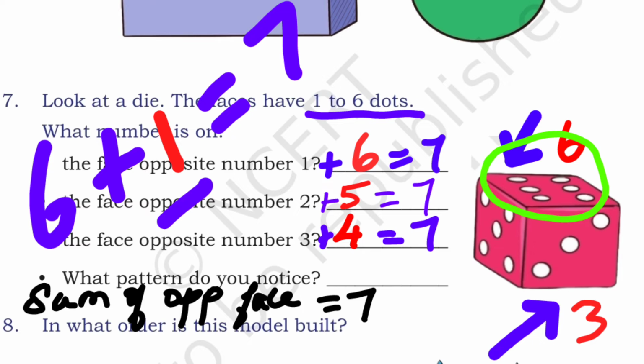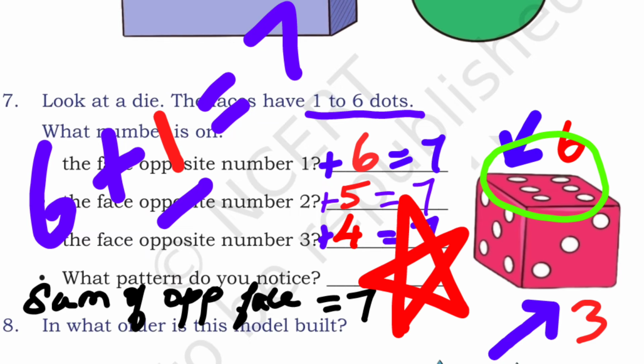So children, this question is also a very important question. They might give you any side on the die and they will ask you to write the opposite face number. Okay, you just find out which number you need to add to get the number 7.